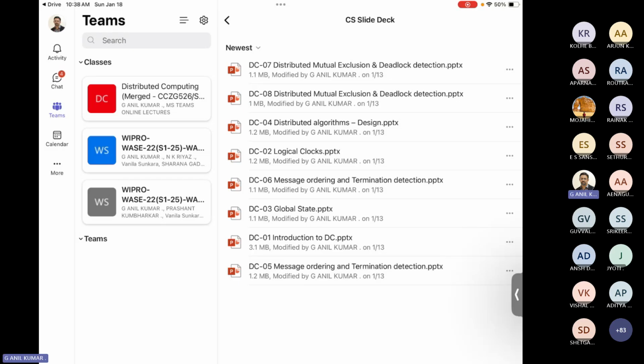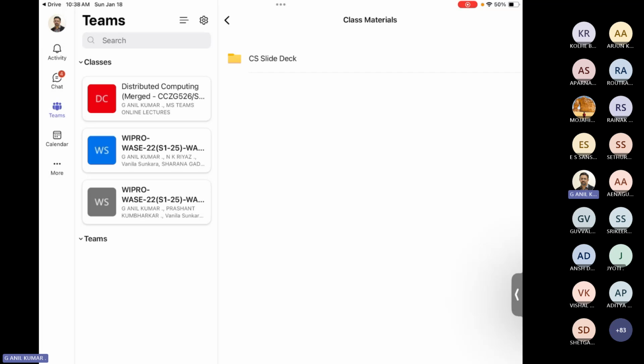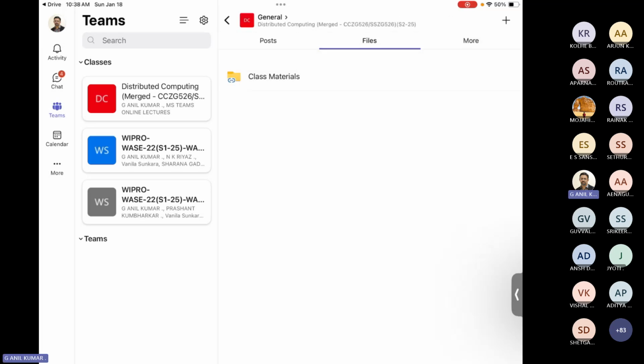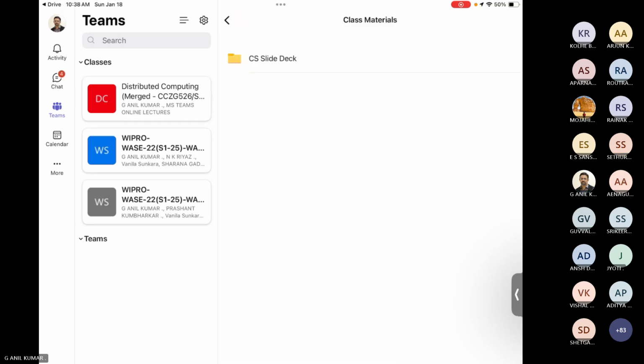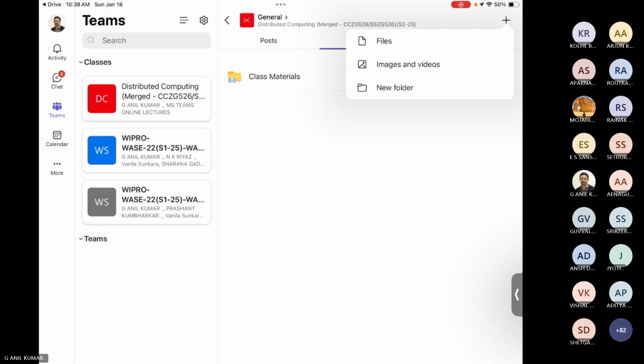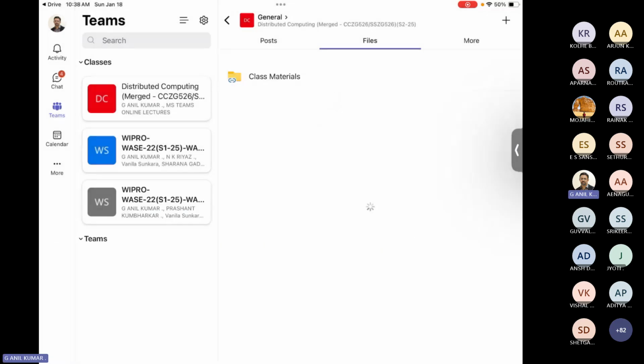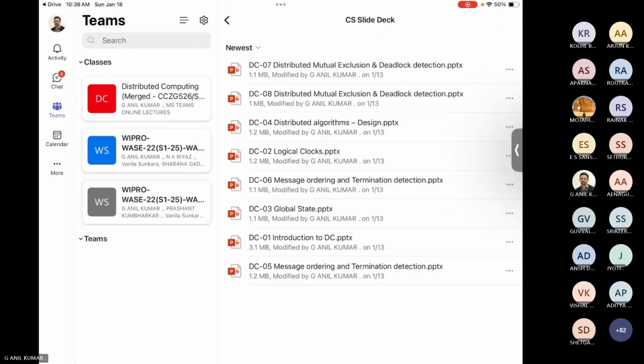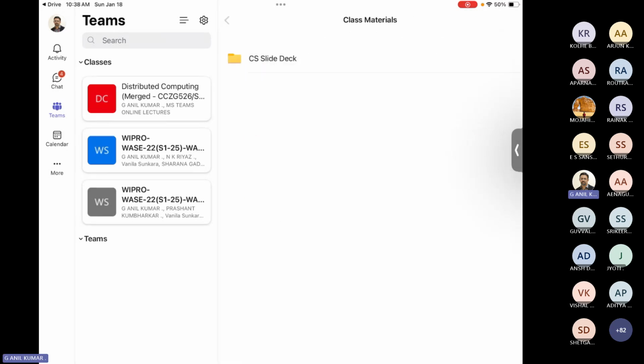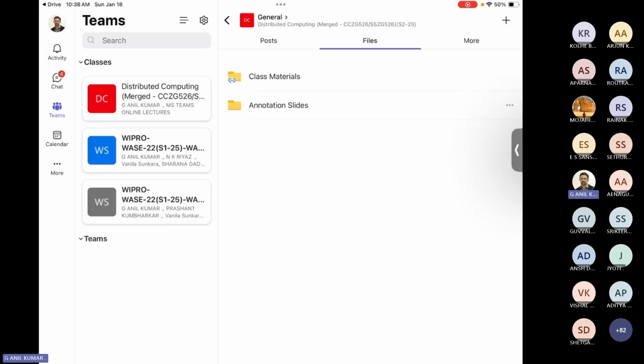Post this, I'll create one more folder here for annotation slides. So the slides post our discussion from the class, I'll post it here. So we'll have the content of the annotation slides also here. That's the way we go. This is the content that is already available, which is not annotated. Just to give you a brief on that.